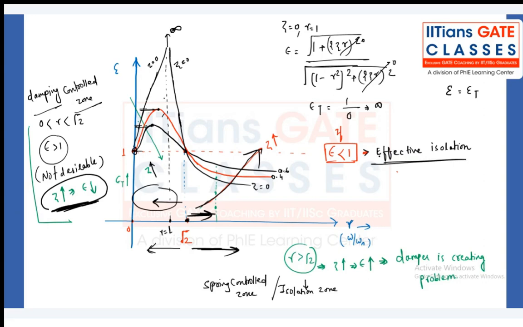That means one more thing we can understand: when R is more than root 2, when zeta is more, transmissibility will be more, so the damper is creating a problem. That's why this zone is called the spring control zone. In this zone, transmissibility is less than 1. That's why it is also called the isolation zone. Please make a note of it.